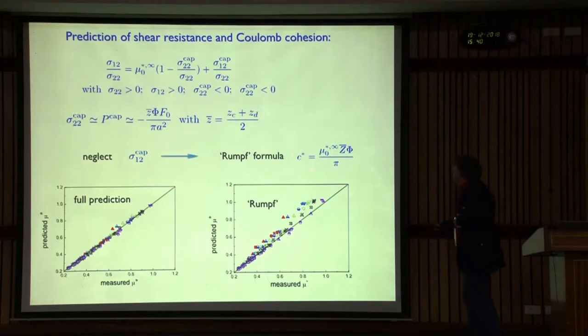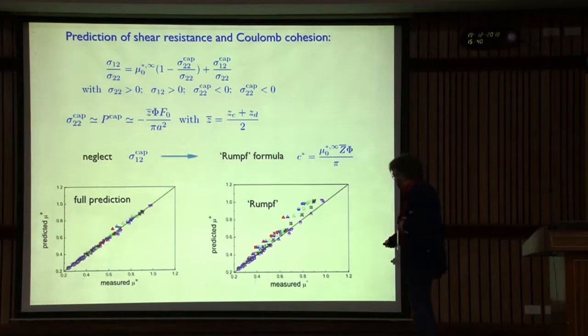And this predicts a value of the capillary cohesion in reduced form like this. Now, if we use this also to predict mu star, this is predicted versus measured using the complete formula, so nearly the first diagonal.